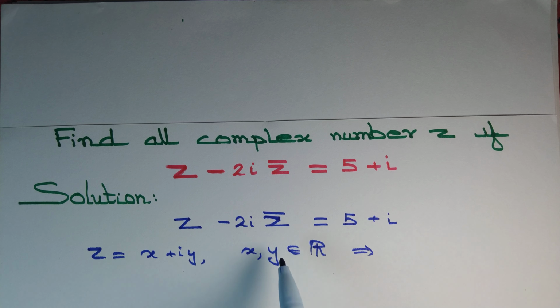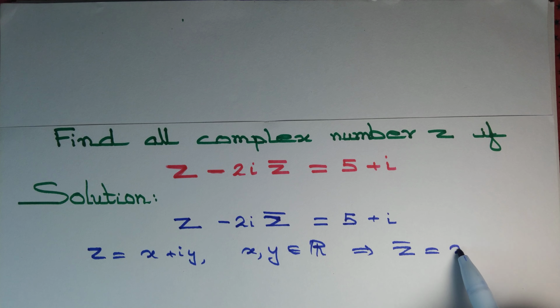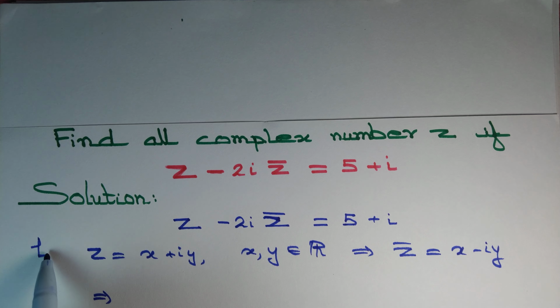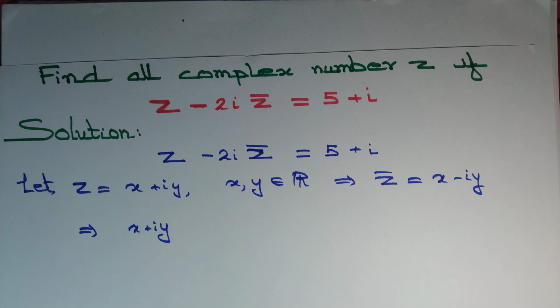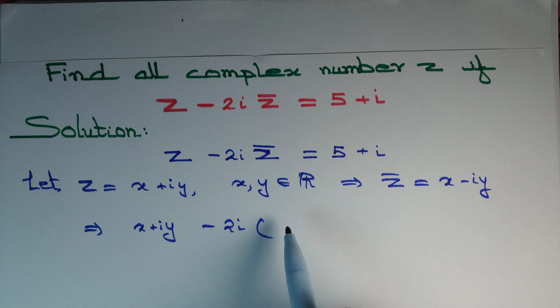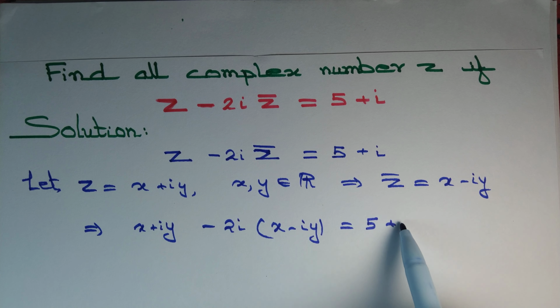That implies we want z bar as well, so the conjugate of z equals x minus iy. So let's replace z and z bar in this equation. Let z equal this, where x and y are real numbers. So x plus iy, we are simply writing z as x plus iy, minus 2i times z bar, which is x minus iy, equal to 5 plus i.